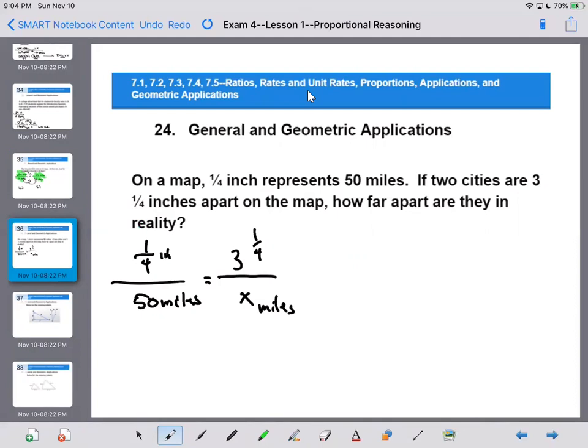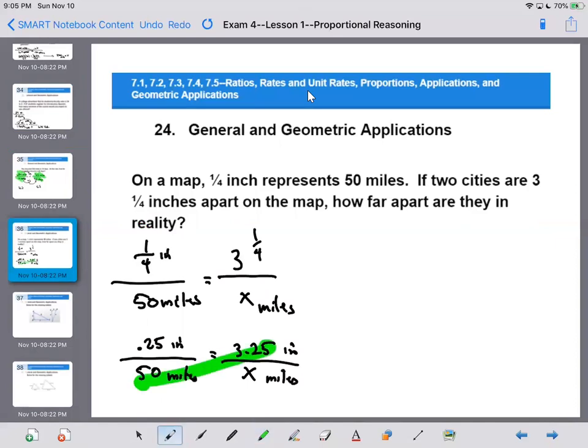So you can use fractions or you can use decimals with this. If you wanted to use decimals, the 1 1/4 would be 25/100 inches divided by 50 is equal to 3 1/4 inches divided by X miles. So if you wanted to do cross products, 50 multiplied by 3 1/4 would be 162 1/2, and then 25/100 multiplied by X would be 25/100 X.